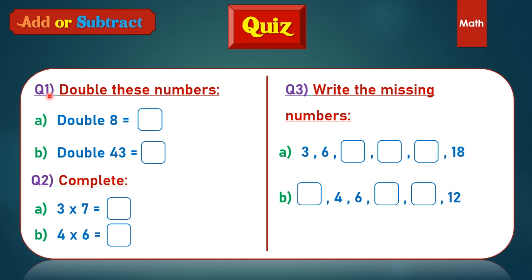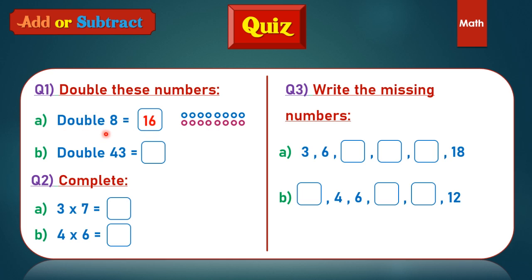Here, question number 1, double these numbers. Letter A, double 8. How can I get double 8? Yes, we have many ways to get double 8. The first way, yeah, mister, you are saying double 8, which means 8 and 8. So I'll draw 8 circles. Then I'll draw another 8. Then I'm gonna count all the circles now. When you count all of them, you're gonna find that they are 16. So the answer will be 16.